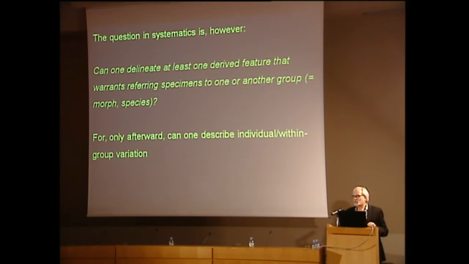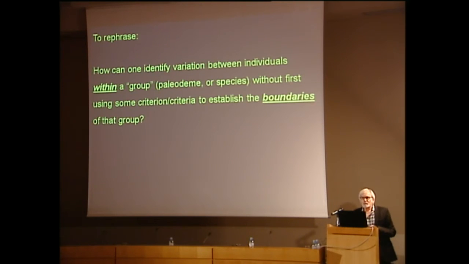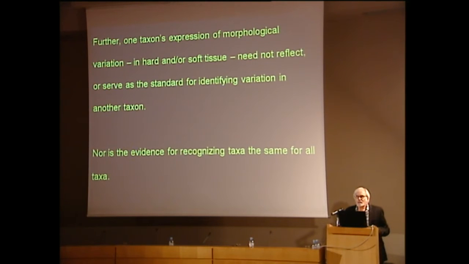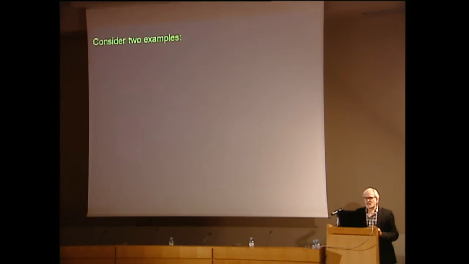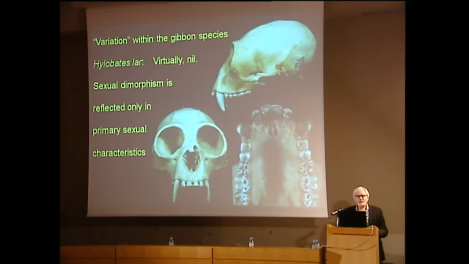For only after allocating specimens to groups can you describe individual within group variation. To rephrase then, how can one identify variation between individuals within a group, whatever you want to call that, without first using some criteria to establish the boundaries of that group? Another thing is that one taxon's expression of variation, whether it's hard or soft tissue, doesn't reflect nor should it serve as the standard for identifying variation in another taxon, nor is the evidence for recognizing taxa the same for all taxa. So I'm going to give 2 examples before I get to the fossils.